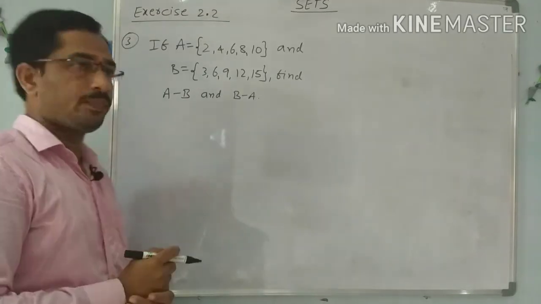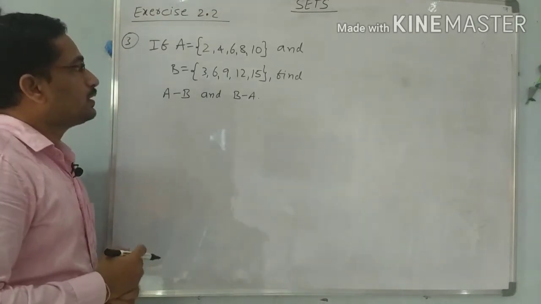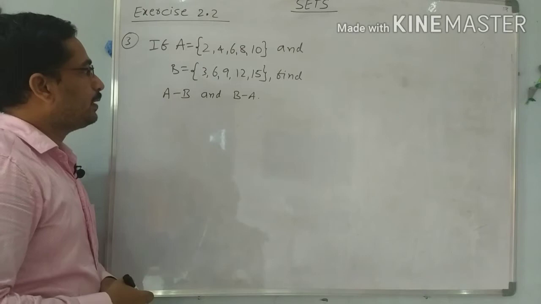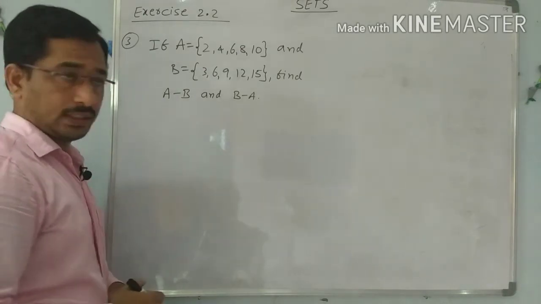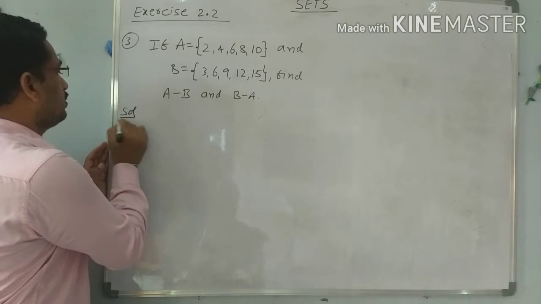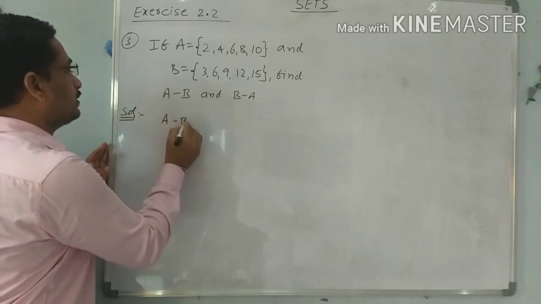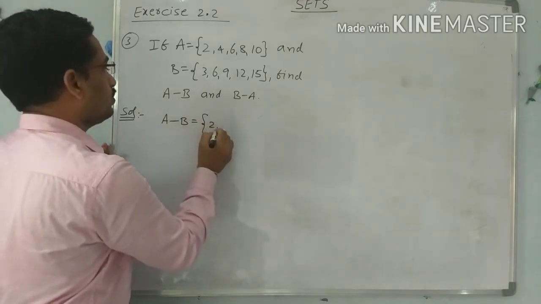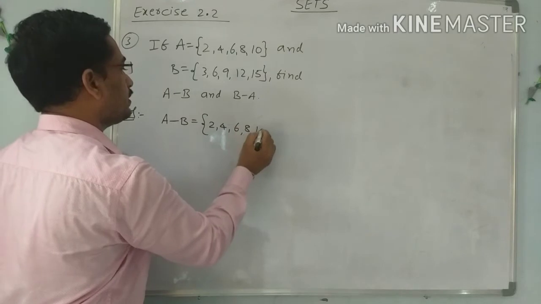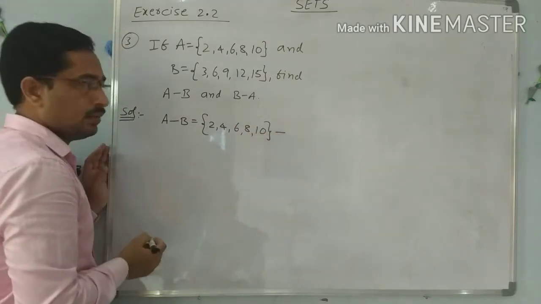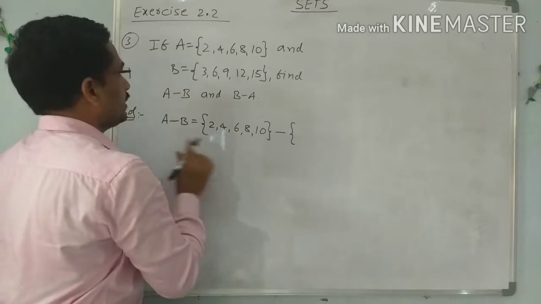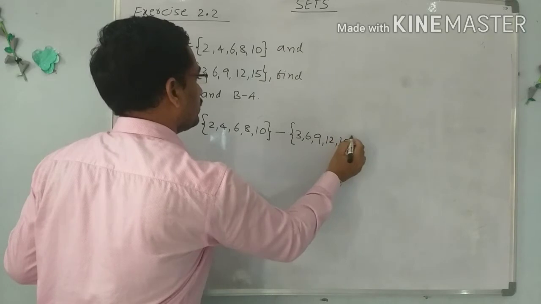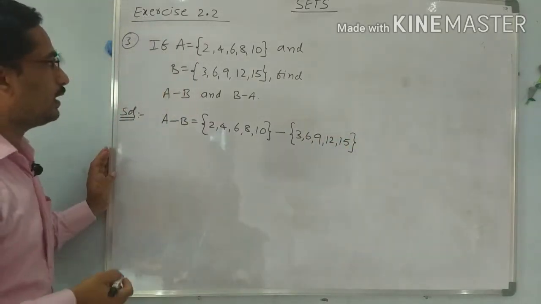Now third problem, if A equal to {2, 4, 6, 8, 10} and B equal to {3, 6, 9, 12, 15}, find A minus B and B minus A, difference of sets. Now solution. So first find A minus B. So write the elements of set A, next the elements of set B. {2, 4, 6, 8, 10} minus {3, 6, 9, 12, 15}.